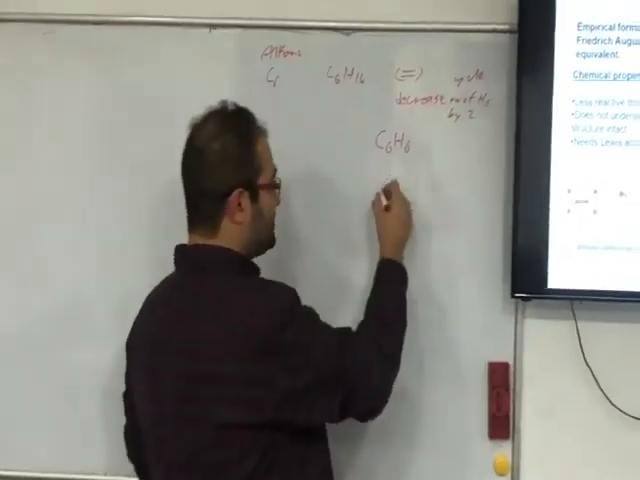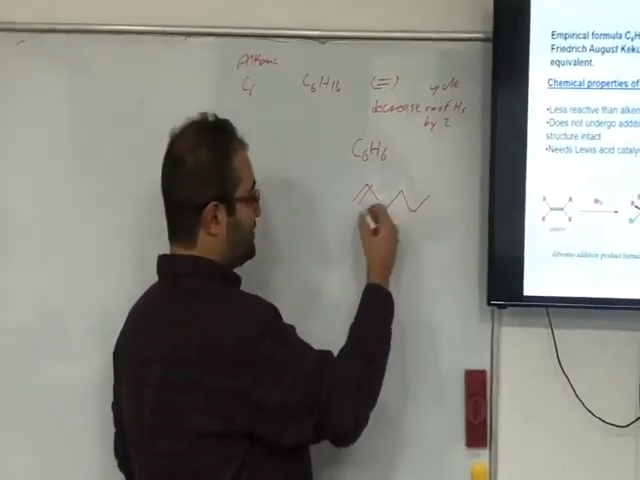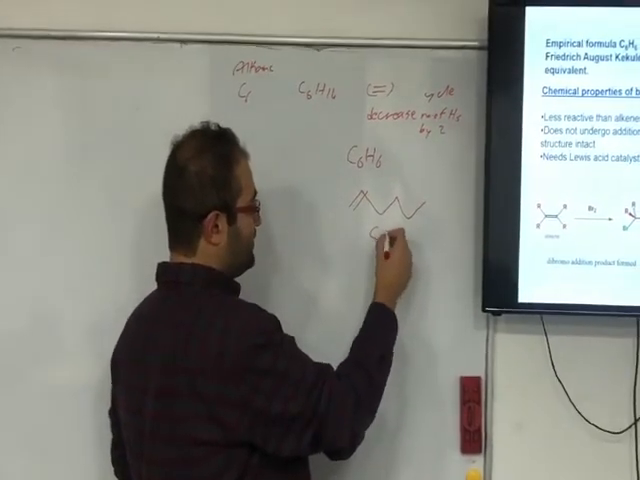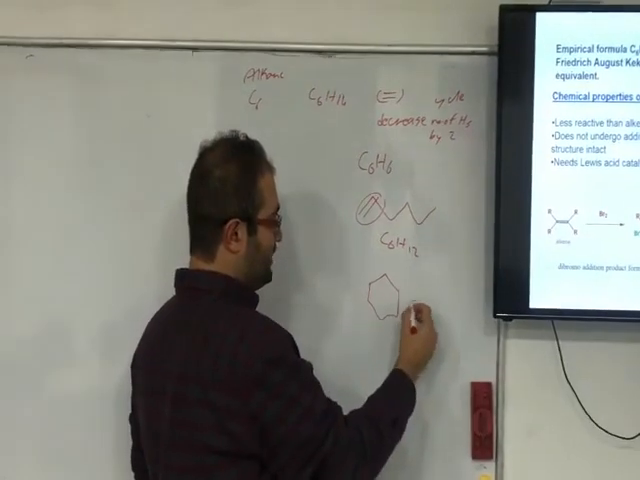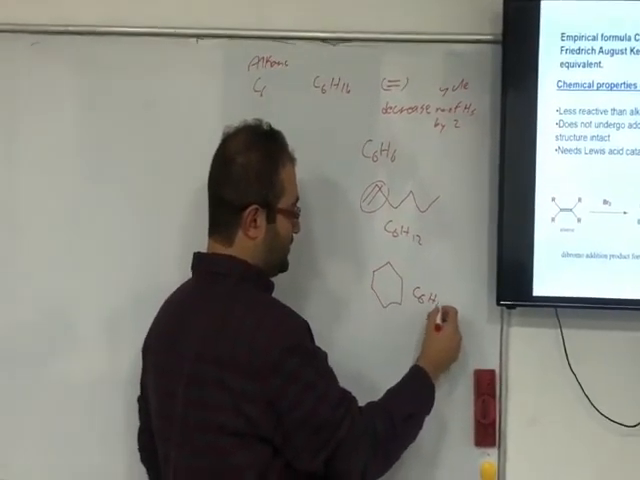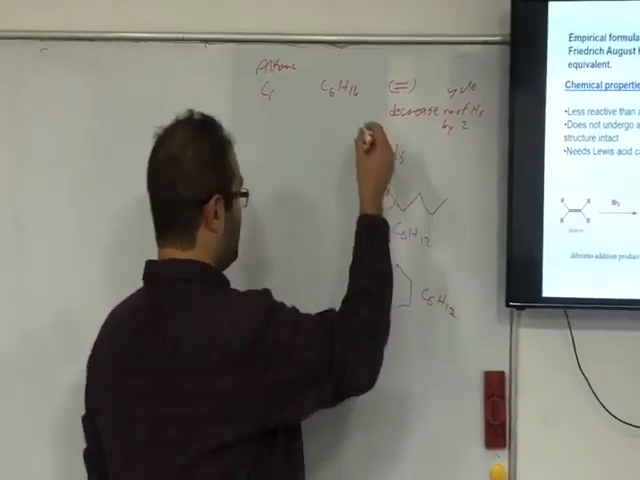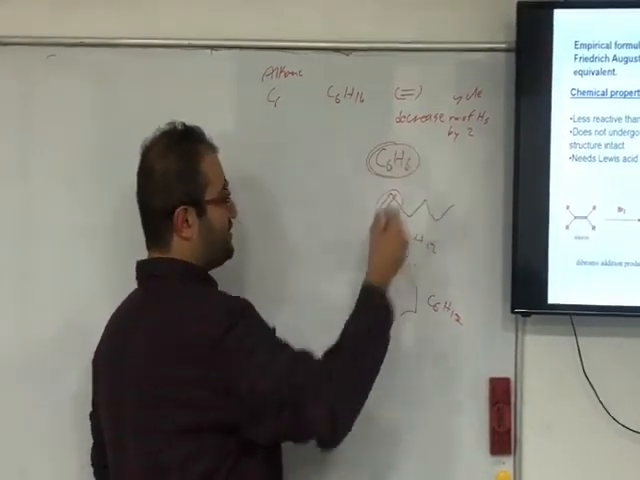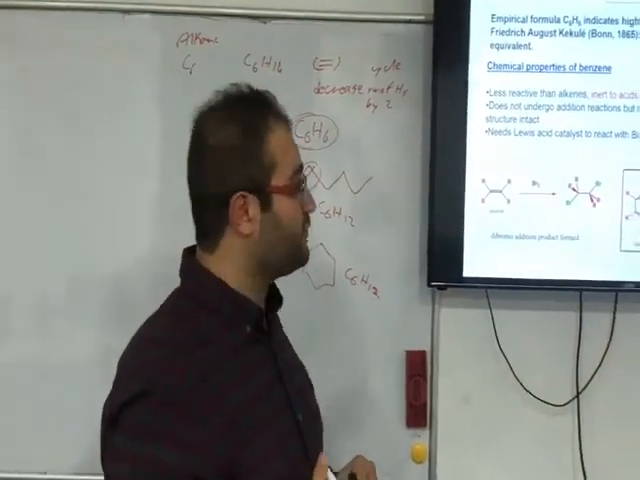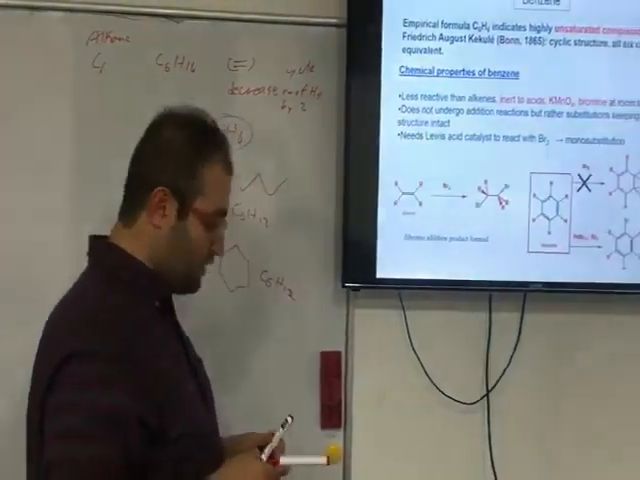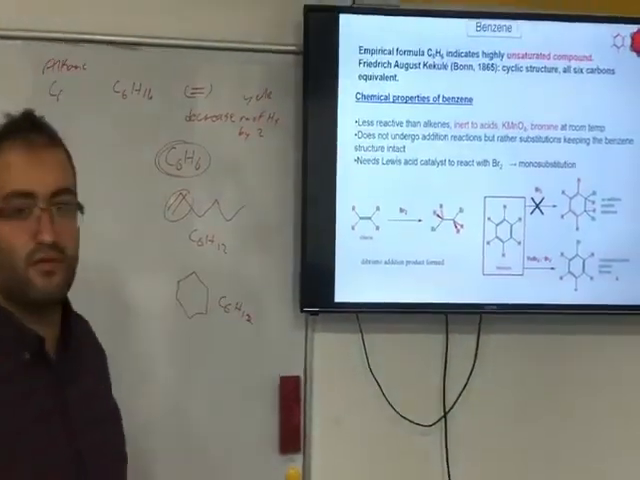So for example, hexene has the formula of C6H12 because it has one double bond. Cyclohexane also has the formula of C6H12 because it has one cycle. So the formula C6H6 implies that benzene is highly unsaturated and it's also cyclic. So what about the chemical properties of benzene?